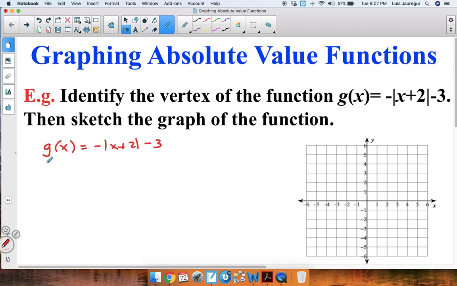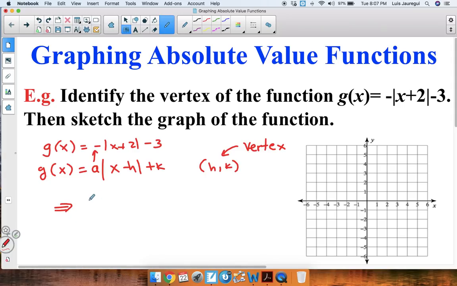The general form of the absolute value function is g of x is equal to a times the absolute value of x minus h plus k, where h comma k happens to be the coordinates of the vertex. What we're going to do here is to match up things. So notice that here we have an implicit -1, so we can draw the following conclusions. We can say that a is equal to -1.